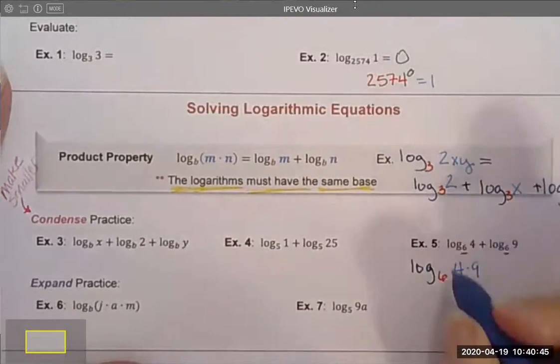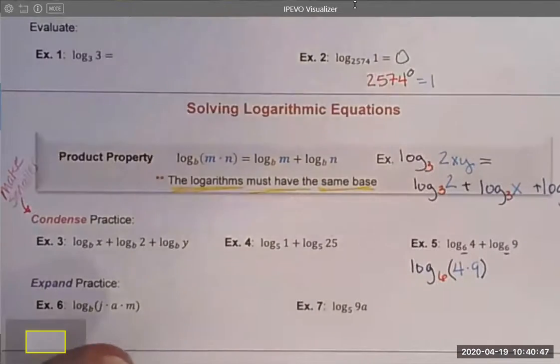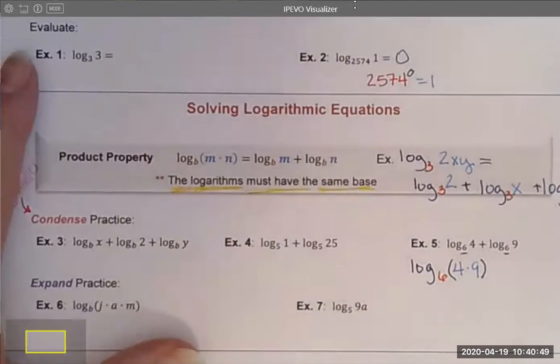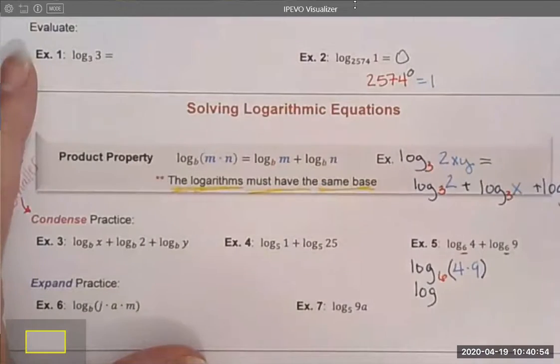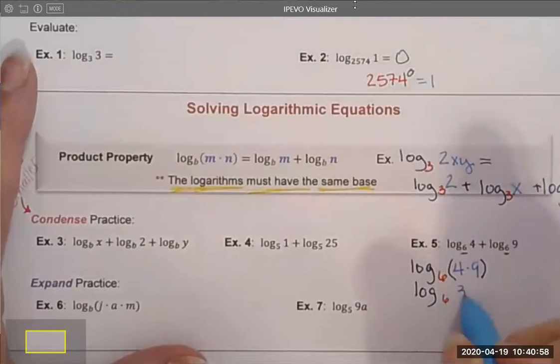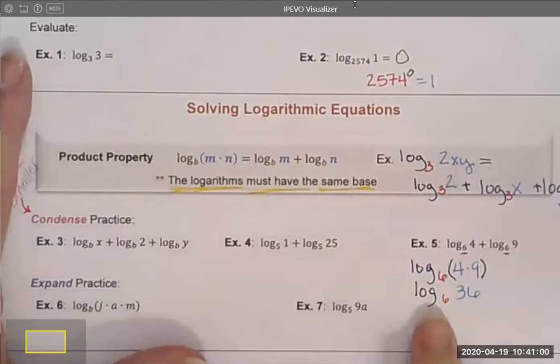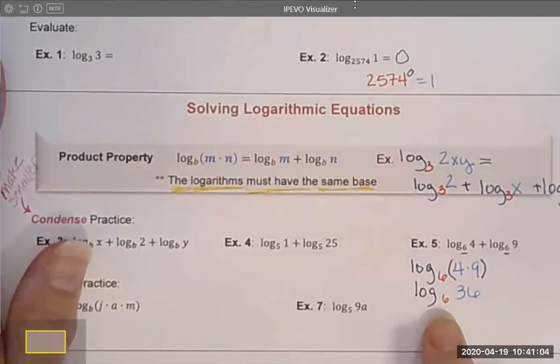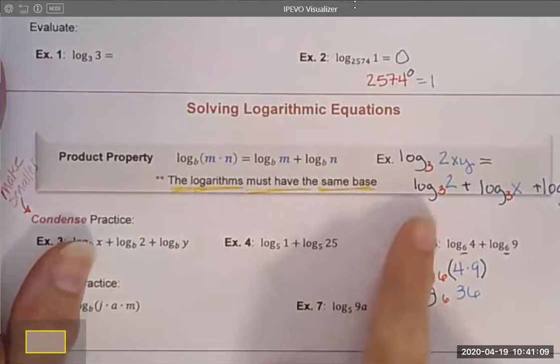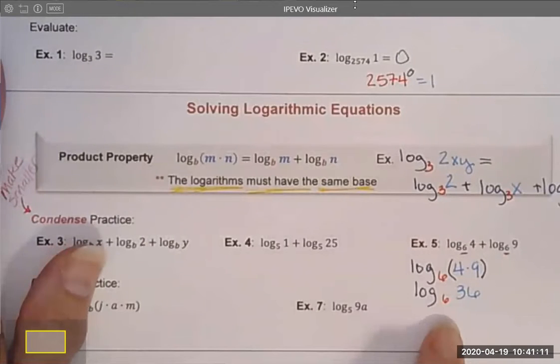So it looks like this. Log base 6 of 4 times 9. Well, we know that's really just, I'm going to write it again, log base 6, because we can multiply that, and y'all will do that in your head because you're brilliant. And so if I use my product property, I can rewrite this example 5 as log base 6 of 36. Sometimes, as in this example up here, we are done right there.